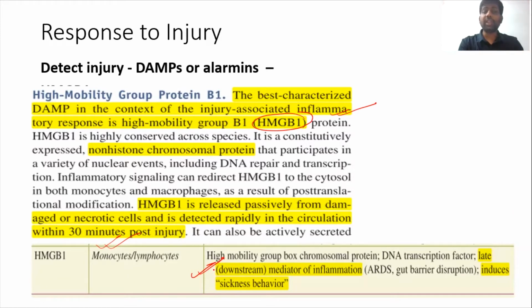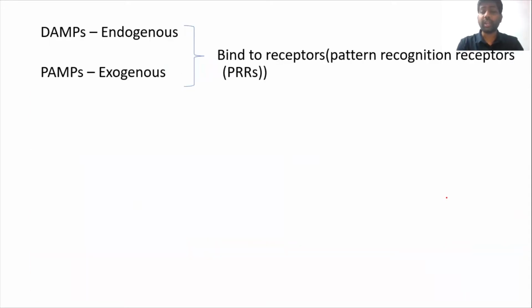Next, once we understand how the body detects the response in the form of increasing the alarming molecules, we have to understand that these DAMPs which were increased in the body were endogenous molecules. Now there are some exogenous molecules also which can increase in the body after stress, and these are the pathogen associated molecular patterns known as PAMPs. So whatever the molecules, whether endogenous or exogenous, all of these are going to bind to the receptors known as the pattern recognition receptors.